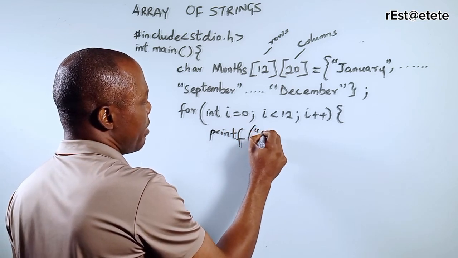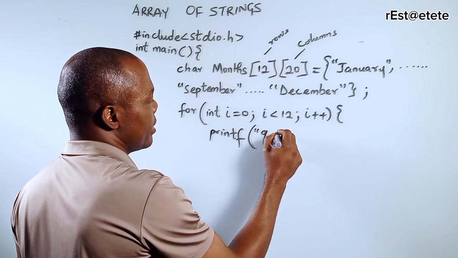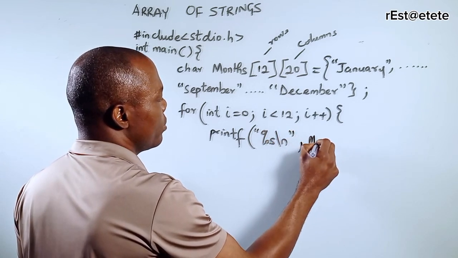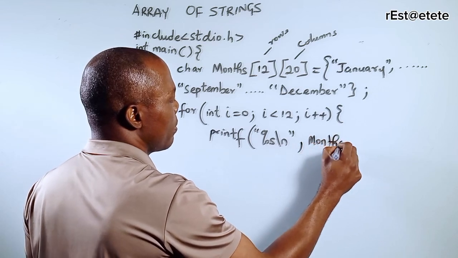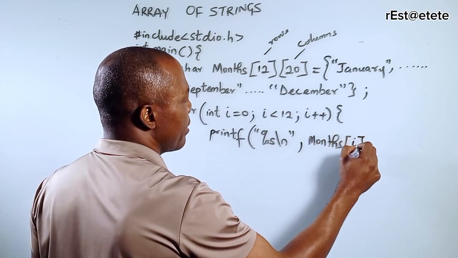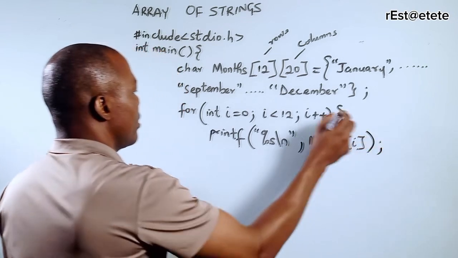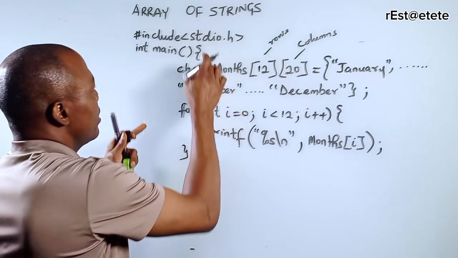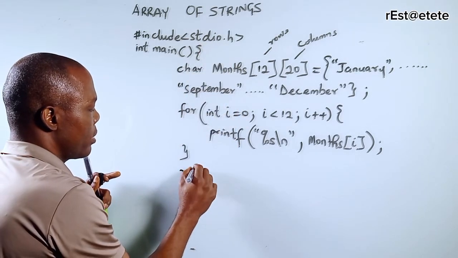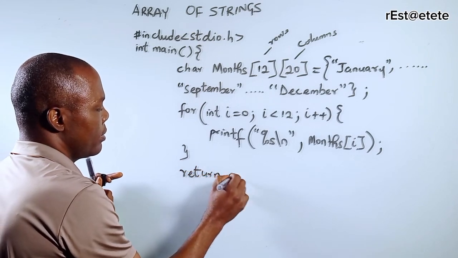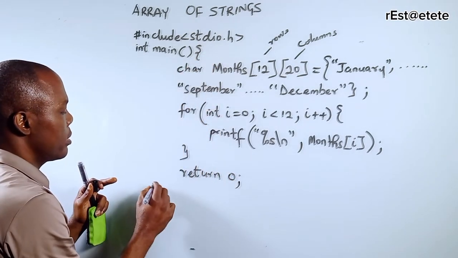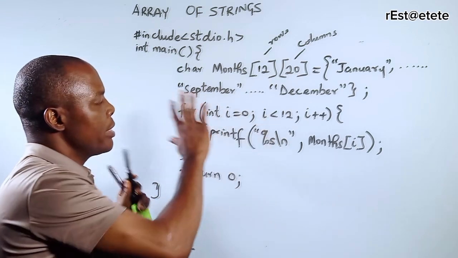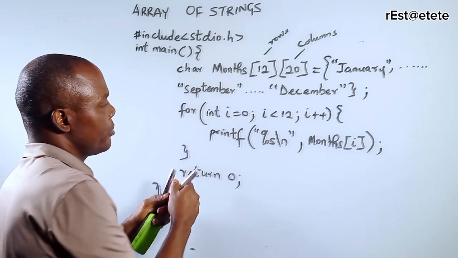So here I will say printf, and I will say percentage %s\n, right? Then month[i]. Then I will close my for loop, right? Then I will say return 0. Then I will close this. So this is my program. This is my program. So what will happen?